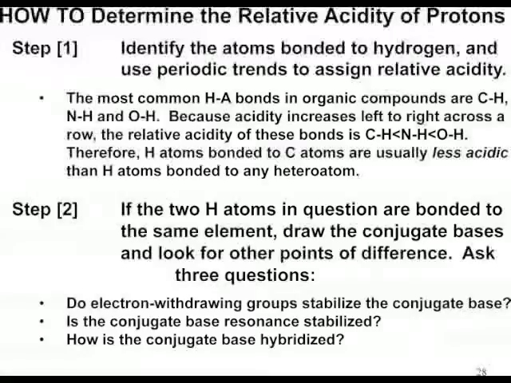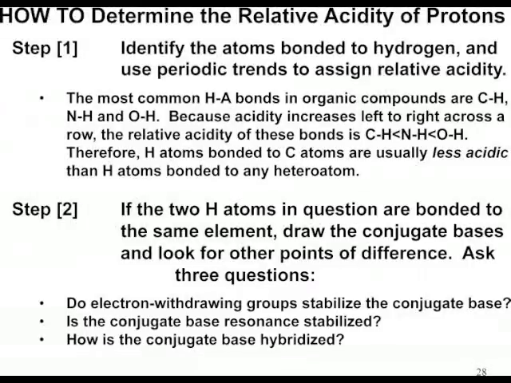This is a cooking procedure, how to determine the relative acidity of protons. We have to identify the atoms bonded to hydrogen because we would like to get a proton of the molecule, and if we have two hydrogen atoms in question that are bonded to the same element, then we have to draw the conjugate bases to find out which proton is released first.